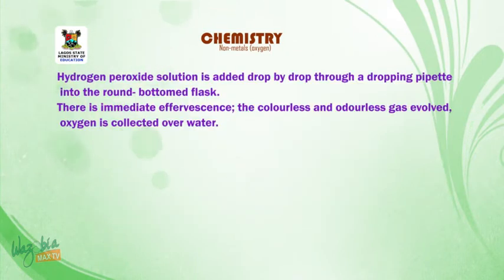Hydrogen peroxide solution is added drop by drop through a dropping pipette into the round bottom flask. There is immediate effervescence. The colorless and odorless gas evolved, oxygen, is collected over water.